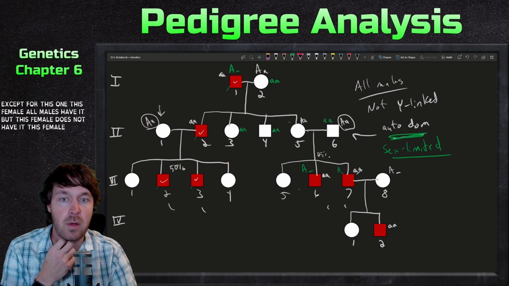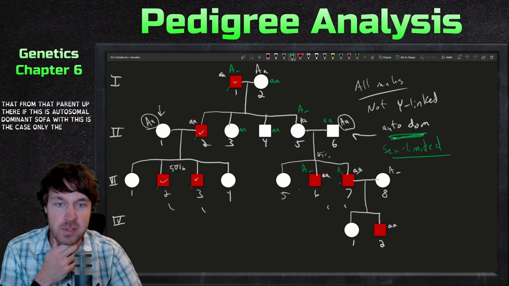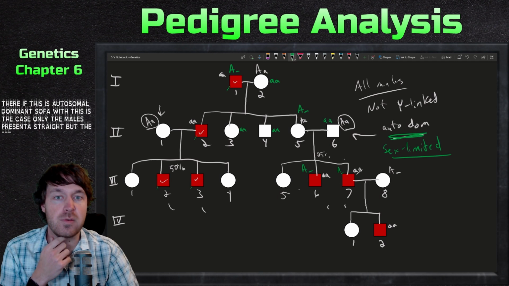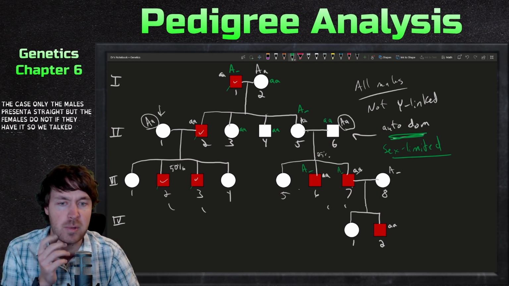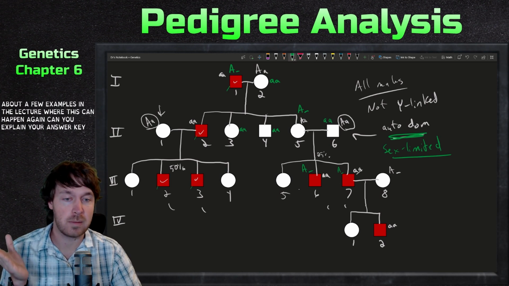This female would have to have the dominant form from that parent up there if this is autosomal dominant. So if this is the case, only the males present this trait, but the females do not if they have it. We talked about a few examples in the lecture where this could happen. Again, can you explain your answer correctly?